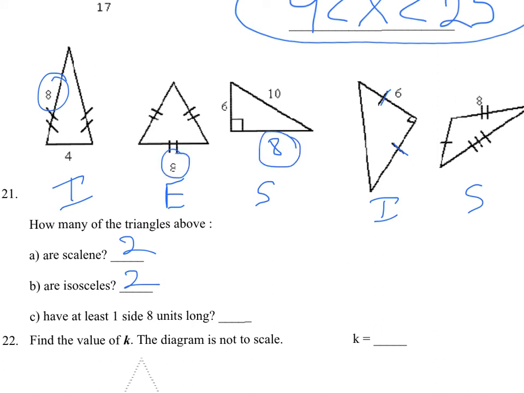We found this one to have 1, 3. If this is congruent, this is 6, and if we use the Pythagorean theorem, we end up with radical 72 over here. So that's not 8, so that one does not have a side that's 8. And then we have an 8 right here. So we have 1, 2, 3, 4 triangles that have one side exactly 8 units long.